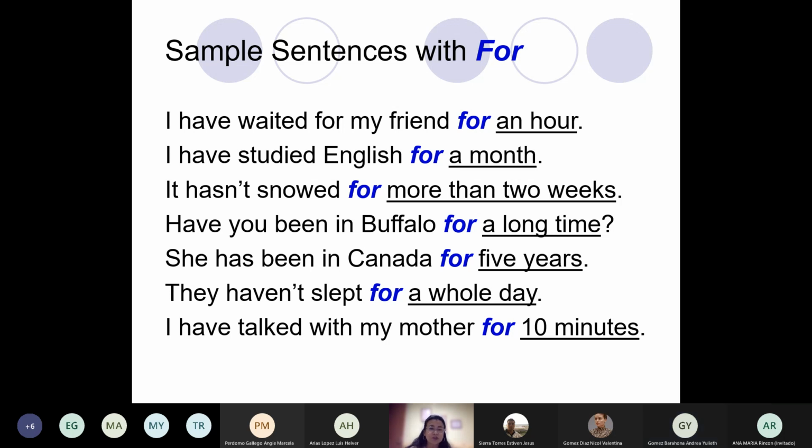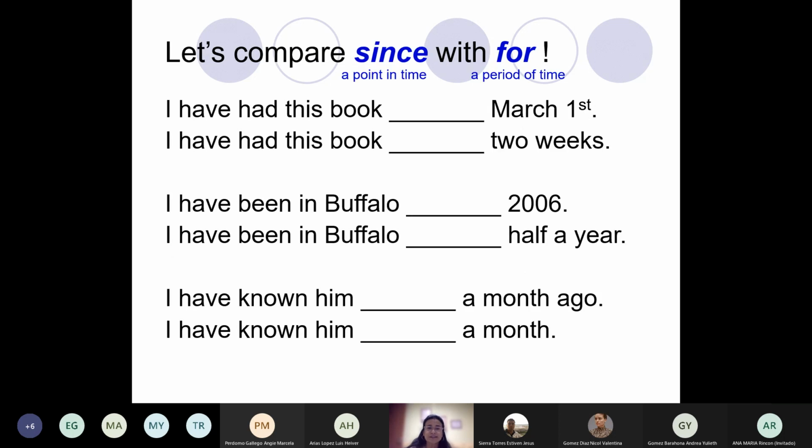Very good. I have talked with my mother. Now we are going to complete these sentences with since or with for. Remember that since is a point in time and for a period of time. Who wants to try with the first one? Sentence number 1. I have had this book for or since March 1st. What is the appropriate answer? Since. Laura, you read, please. I have had this book since March 1st.